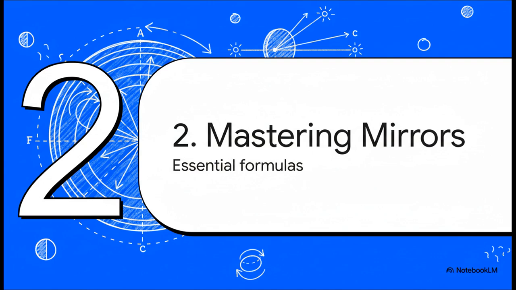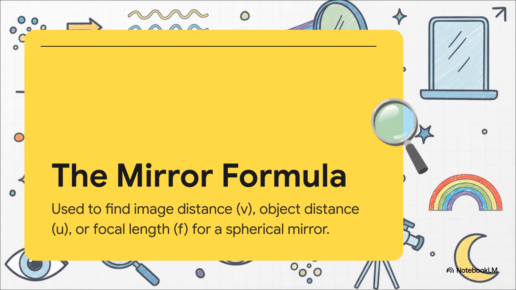All right, so with that much riding on this, we've got to build a solid foundation. Let's start with mirrors, and the very first essential tool you absolutely need, the mirror formula. So here it is, the mirror formula. At its core, it's just the relationship between where your object is, which is u, where the image shows up, which is v, and the mirror's focal length, f.